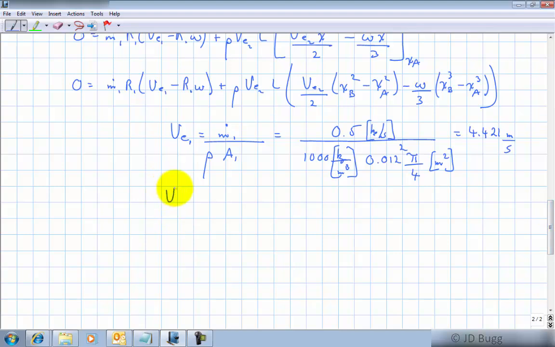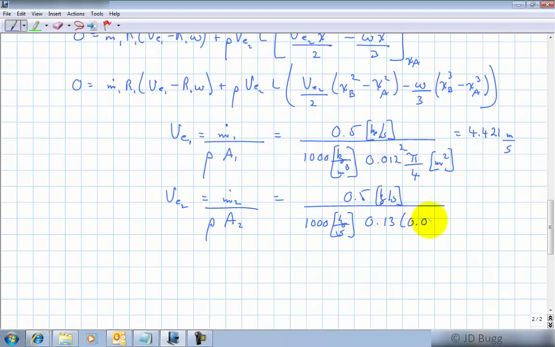And then we have to do the same thing for exit 2. So mass flow rate at 2 divided by rho times the area at 2. Same mass flow rate because it's shared equally, 1/2 a kilogram per second. Same density. The area we need to be careful about, though, because this is a long slot, not a circle like this one was. And that long slot is 0.13 meters long and 1 millimeter in height. So those give an area in meters squared. And this gives a velocity of 3.846 meters per second.